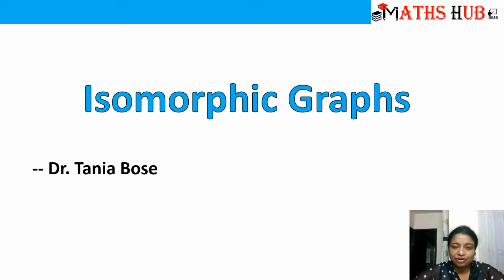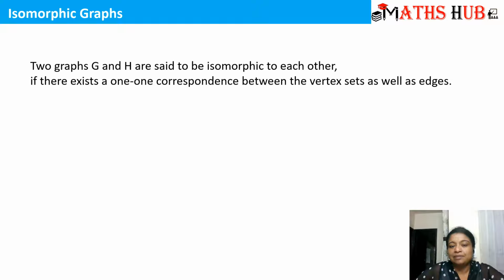So in my last few videos I talked about graphs, and today I'll talk about isomorphic graphs. So let's come to the definition of isomorphic graphs. When can two graphs be called isomorphic? So isomorphic is basically a carbon copy, a mirror image of each other.